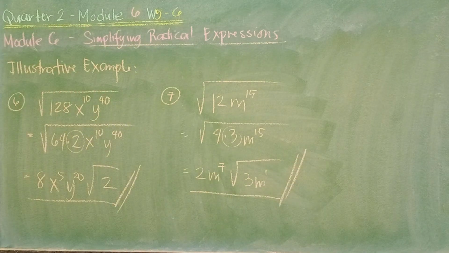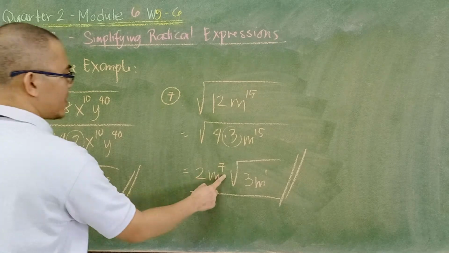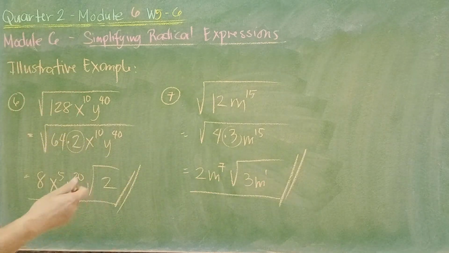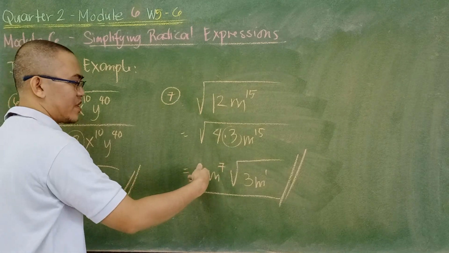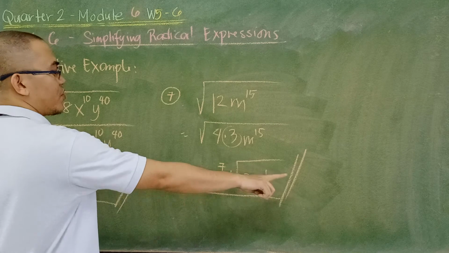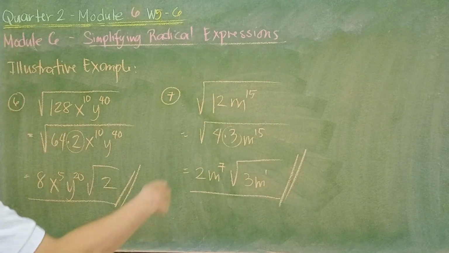15 divided by 2 is 7. Yung remainder, 1. So yung 7, pwede mo siyang ilabas dito sa may radical sign. Yung remainder, may iwan dito sa loob. So yung 1, pwede mo nang 1 ilagay kung gusto mo. Pwede nang iwan dito pag 1.